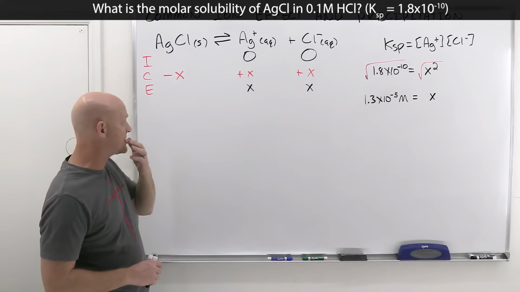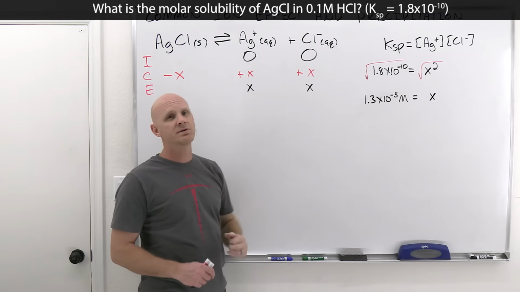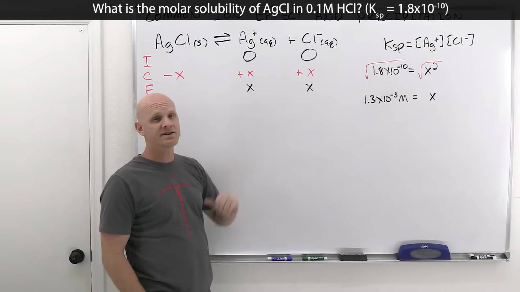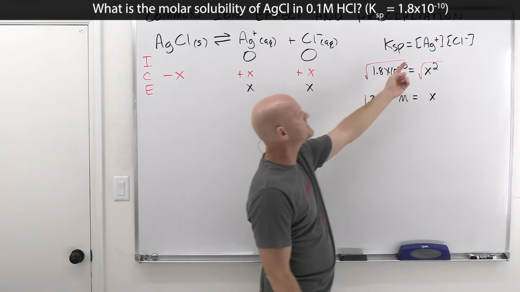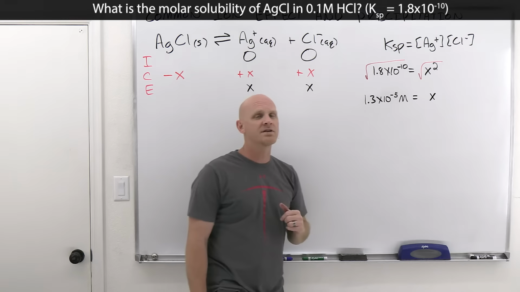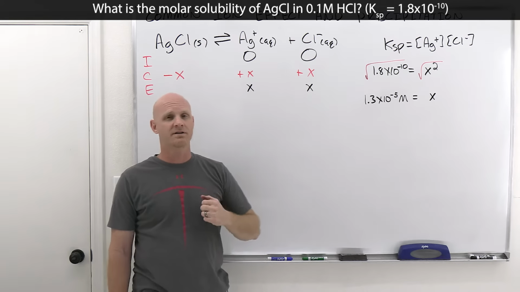In the last video, before any AgCl dissociates, you don't have any silver or chloride in the solution. You increase the amount of both by an amount X so that you end up with X amount of both. Then you plug those in for the silver and chloride ion concentrations, so you get X squared equals 1.8 times 10 to the negative 10, and you take the square root, and you get a molar solubility of 1.3 times 10 to the minus 5.